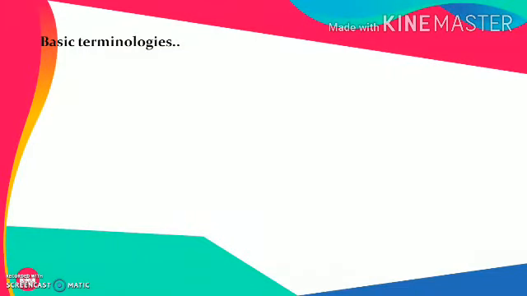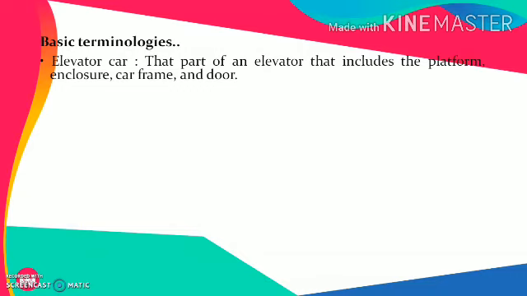So we'll first try to understand certain basic terminologies used in lift construction. An elevator car is that part of an elevator that includes the platform, enclosure, car frame and the door. So the elevator car is that part where we generally stand or keep the goods, and it includes the platform, the enclosure cabin, the car frame to support it, and the door, which ensures safety and allows us to enter and exit at a particular point only.